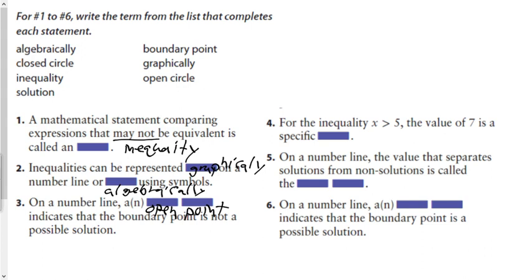In this inequality, x is greater than 5. The value of 7 is a specific solution. And on a number line, the value that separates solutions from non-solutions is called a boundary point. And finally, on a number line, a blank blank indicates the boundary point is included. That's a closed boundary or a closed point.